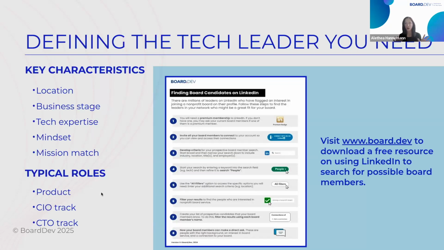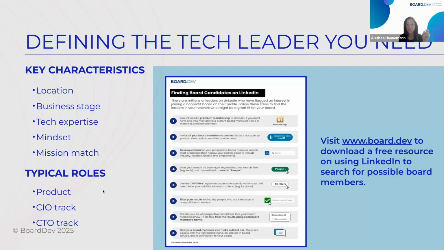You are all tech folks, so these typical role tracks will probably sound familiar to you. Three archetypes that we see are product folks, the CIO type track, which doesn't mean they are a CIO, but they're on that track and can really help you think about security, for example, and then the CTO track, which is more generalized. These are some of the key aspects you might think about.